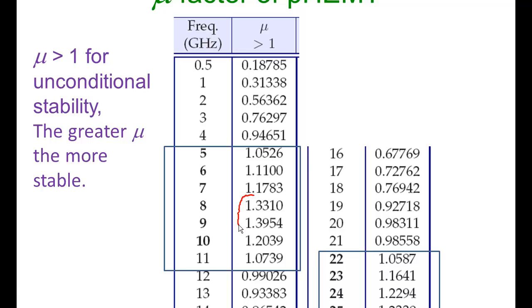So our design is going to be very stable in this 8, 9, 10 gigahertz region. We're going to be on the edge of unconditional stability between 4 and 5 gigahertz and 11 and 12 gigahertz. We're going to make sure that the right impedance values are presented to the input of our active device below 5 gigahertz and between 12 and 21 gigahertz.